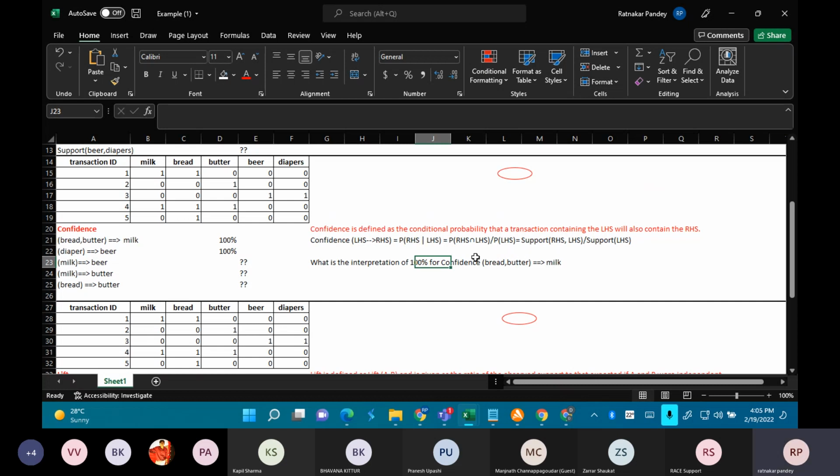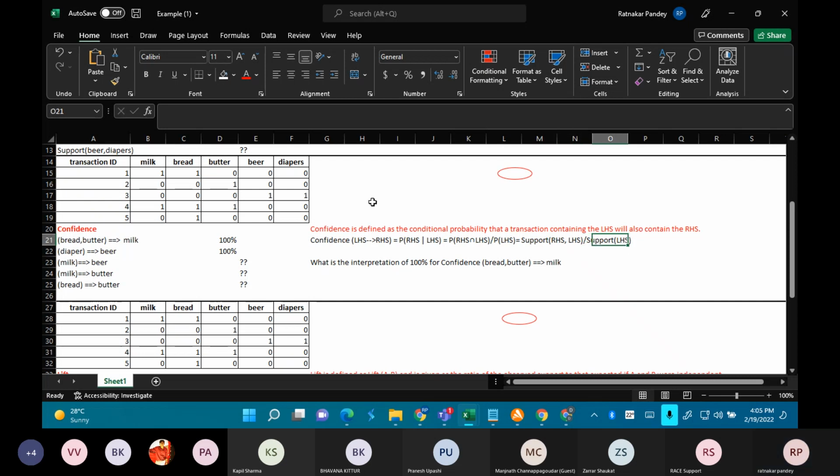Which is nothing but, what do we call that in probability terms? Not the union, but the intersection, right? So both events happening together. Or you can say, in the lingo of support, the support of right hand side and left hand side divided by the support of left hand side. So this confidence is the support for both right hand side and left hand side happening together divided by the support of left hand side happening.